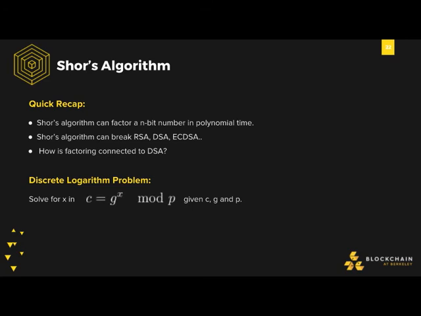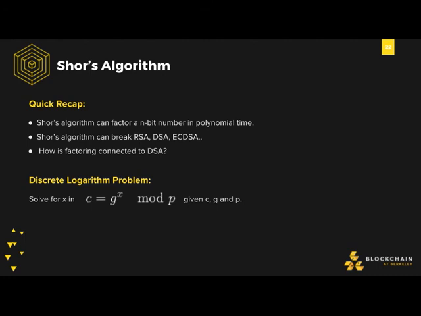But here's my question: how is factoring related to the discrete logarithm problem? Here's the discrete log problem. If you're given C, G, and P, how can you find X? If you can't read it, C is G to the power of X modulo P. This does not seem related to factoring at all. In fact, there is no security reduction from the discrete log problem to factoring, meaning that if you could solve factoring, this does not imply you have solved the discrete logarithm problem.